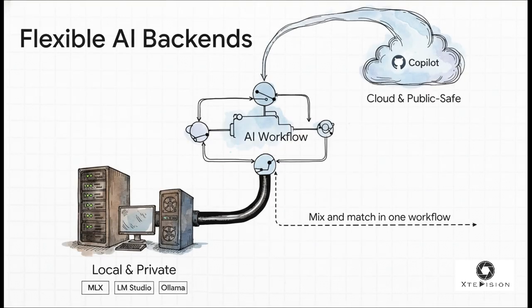You also have total freedom to choose your AI backend. You can connect to local models running on your own machine using things like MLX, LM Studio, or Llama for privacy. Or, for tasks that are safe for the public cloud, you can hook into services like GitHub Copilot. And get this, you can even mix and match them all in the same workflow.